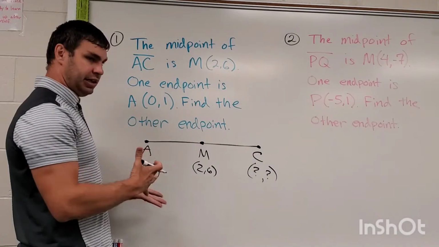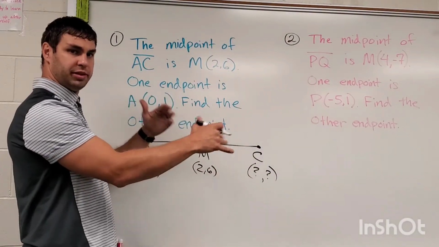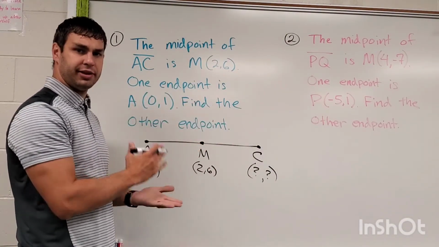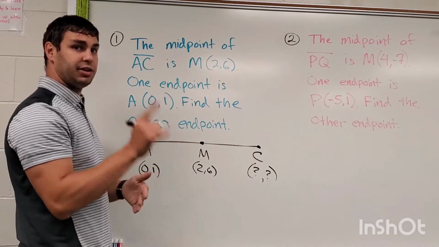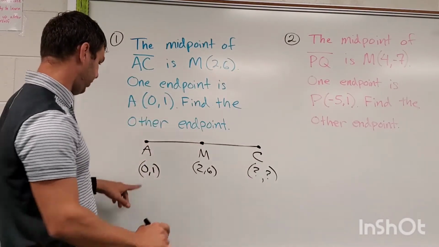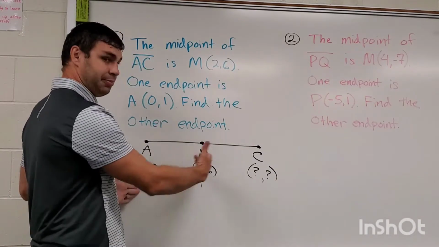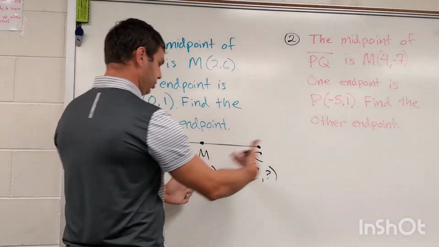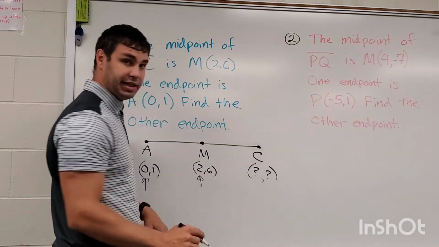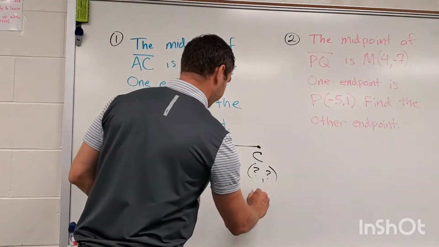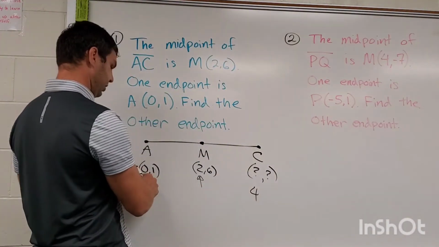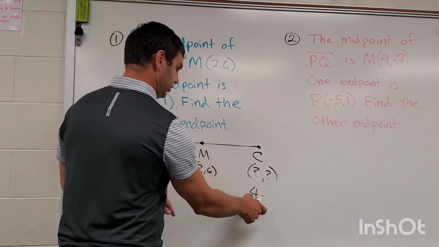Now, I have another video where I take the midpoint formula and do some algebra to figure out what our other endpoint would be. There is an easier way, which is this. If you look at just your X values, 0 and 2, I went up 2. So to go up 2 more, my X value for my other endpoint is going to be 4, right? 0 plus 2 is 2, 2 plus 2 is 4.